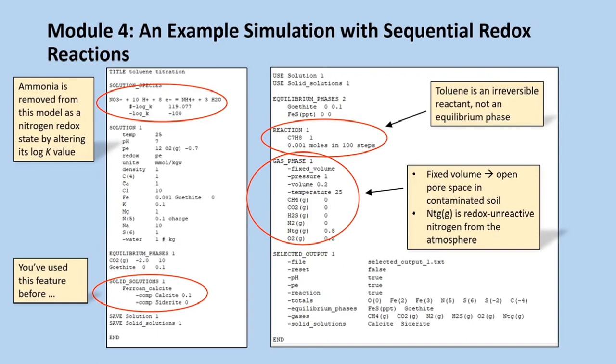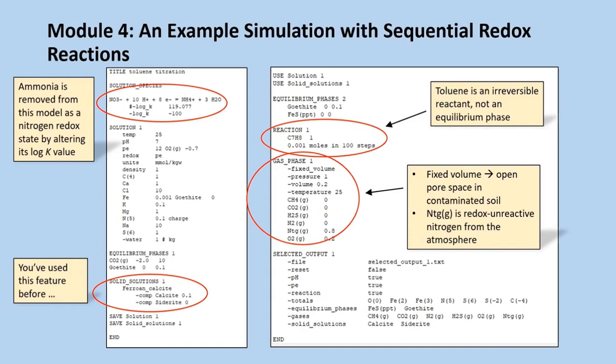Also, the NTG component of the gas phase is actually non-reactive atmospheric nitrogen, which makes up the bulk of the gas phase at the start of the problem. So the one cheat that we've included in this model is an alteration of the equilibrium constant for ammonium, and this is under the solution species keyword block right below the title on the input file.